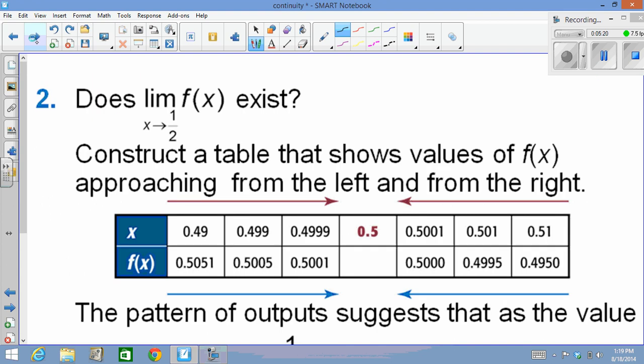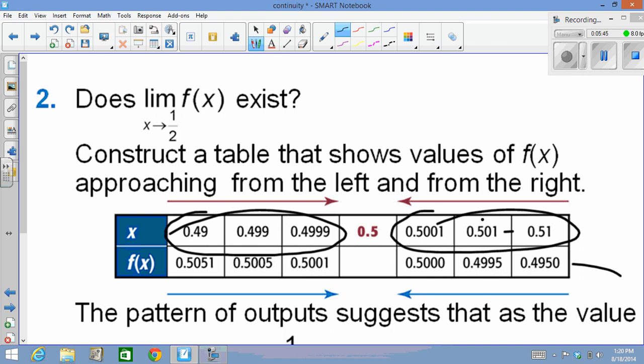Then I look at the second thing. Does the limit exist? So what I do is I construct a table. And 0.5 is the number that I'm concerned about. But for a limit, we want to look at it as it comes from the right and as it comes from the left. So I'm going to put in numbers. Notice that when the numbers are bigger, I put 0.001, 0.01, and 0.1. And I plug those values in for x into my function, and I get these numbers down here from f of x. And then I do the same thing coming from the left. So there are my numbers: 0.49, 0.499, and 0.4999. And I plug those values in.